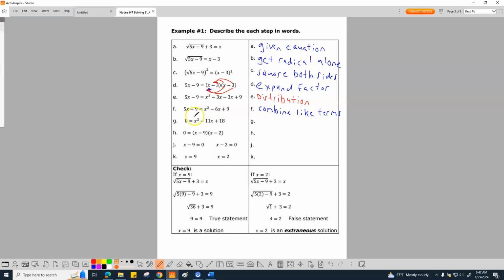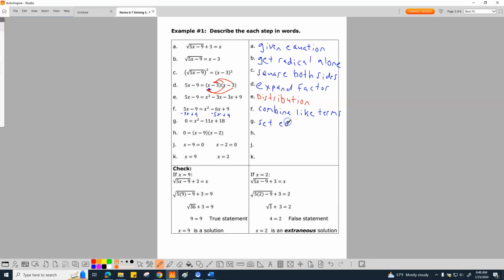Now, from F to G, what happened? We set everything equal to 0. So how did we do that? Well, I subtracted the 5x first. So now I have my minus 5x right here, minus 5x there, and that cancels out. And then negative 6 minus 5 is negative 11. We also subtracted out the 9 on both sides. The way we did that was by adding it, because this says minus 9, so I have to add it to both sides. 9 plus 9 is 18. This is just basic equation work, y'all.